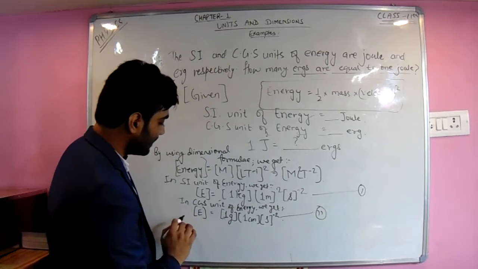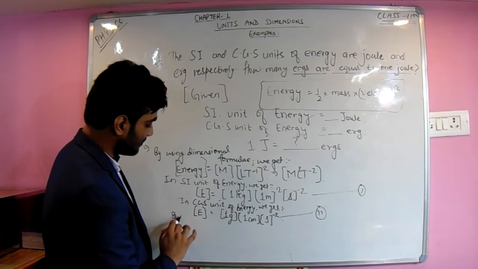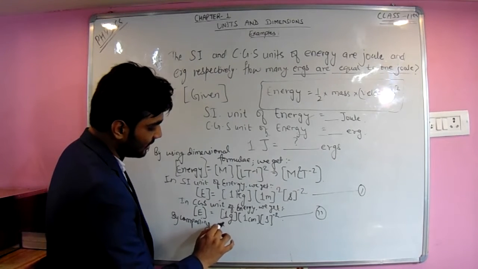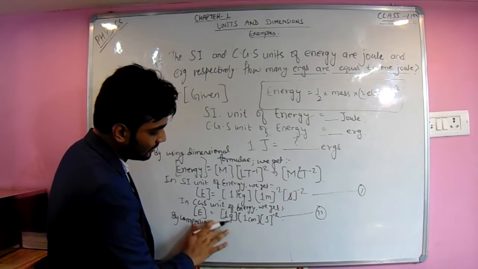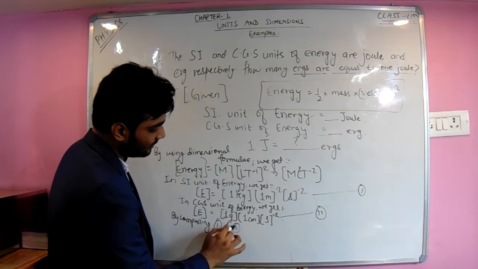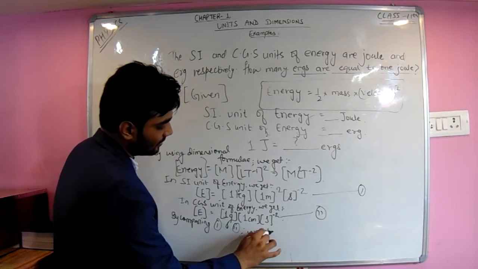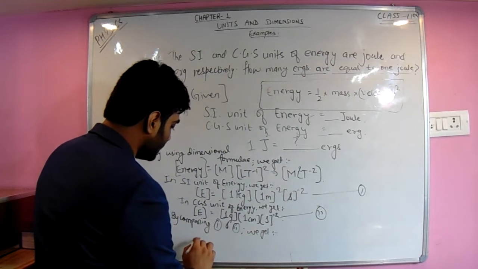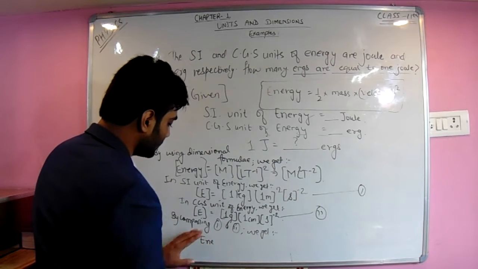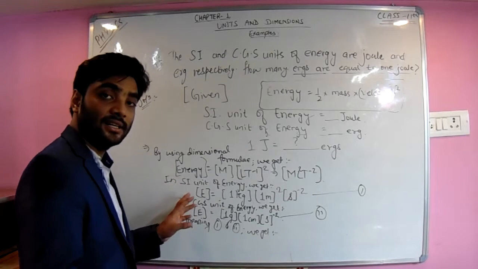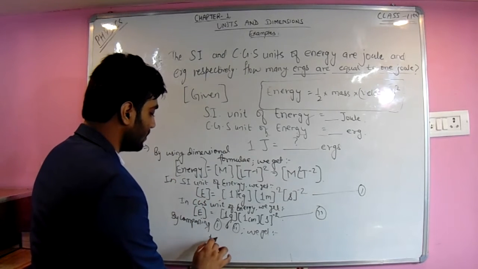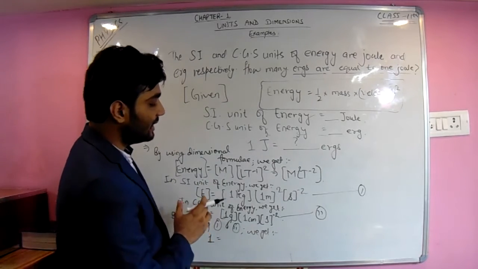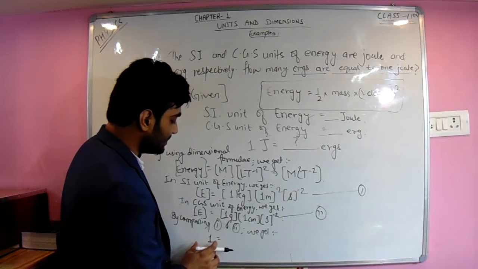So by comparing and equating 1 and 2, we get, energy and energy cancel out. Here only 1 comes out to be by total. By dividing E and E, only 1 is there.